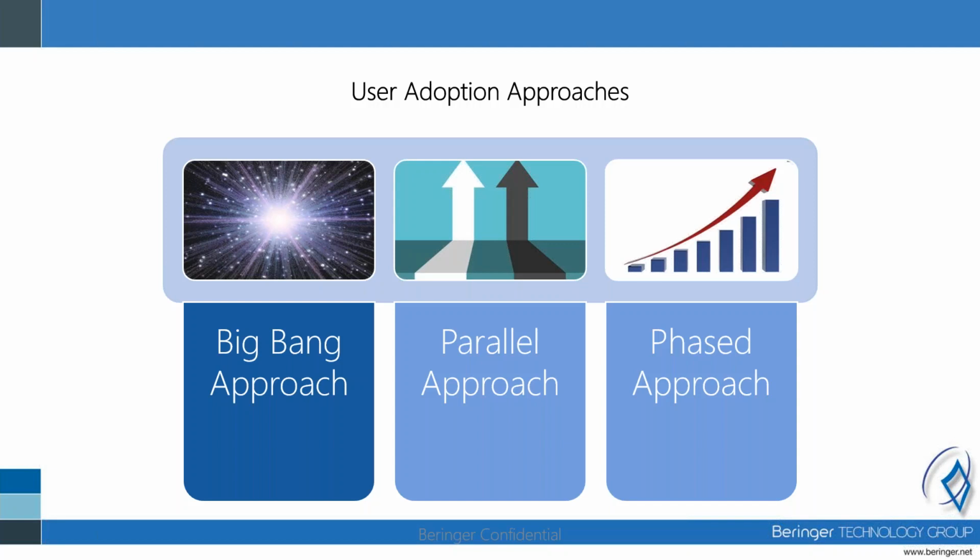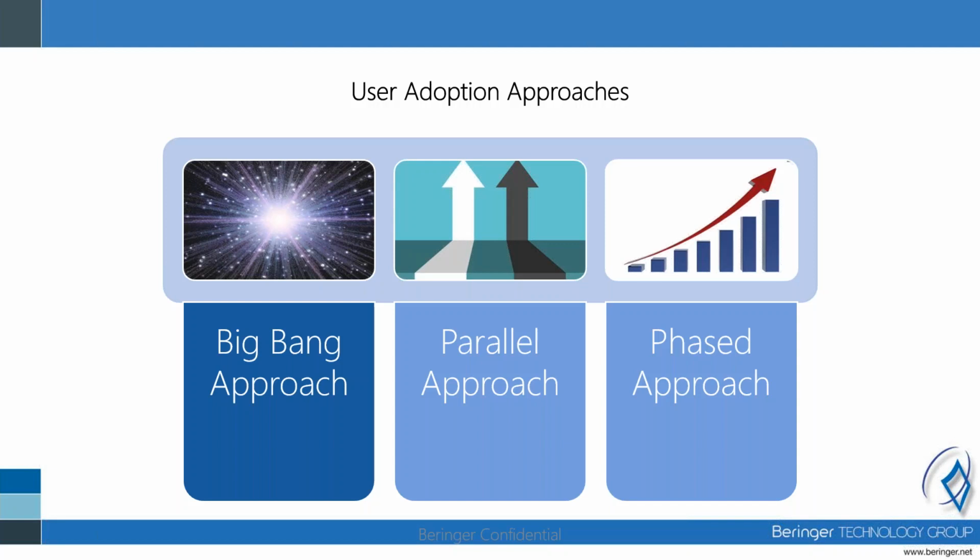It also gives them a sense of a security blanket that they can really fall back on. If they don't like the new system, they can always go back to the old one. And sometimes that works against us when it comes to user adoption. So that brings us to the phased adoption approach.